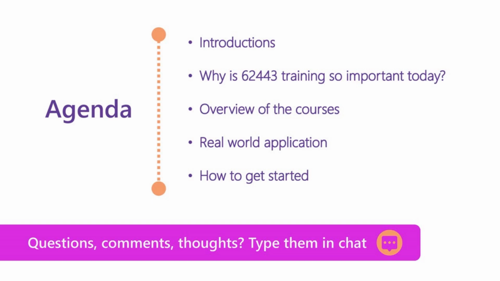So as agenda items for today, I think the first thing that we'll do is let's dive into why we think 62443 is growing. We've already sort of started talking about that a little bit. Let's have a discussion between the 3 of us. Then I want to dive into the 4 courses.